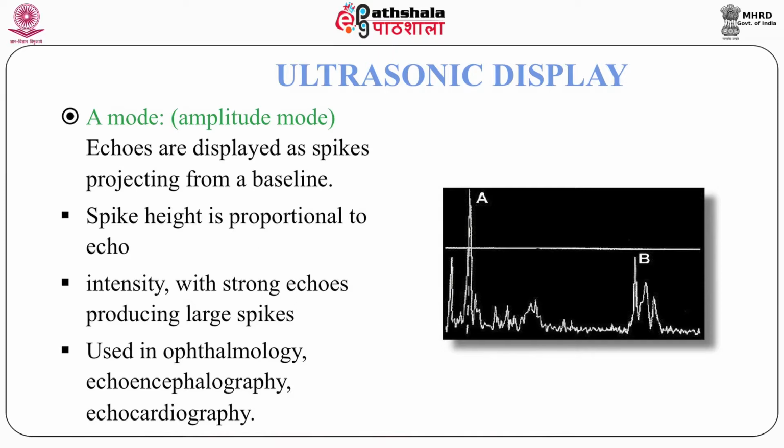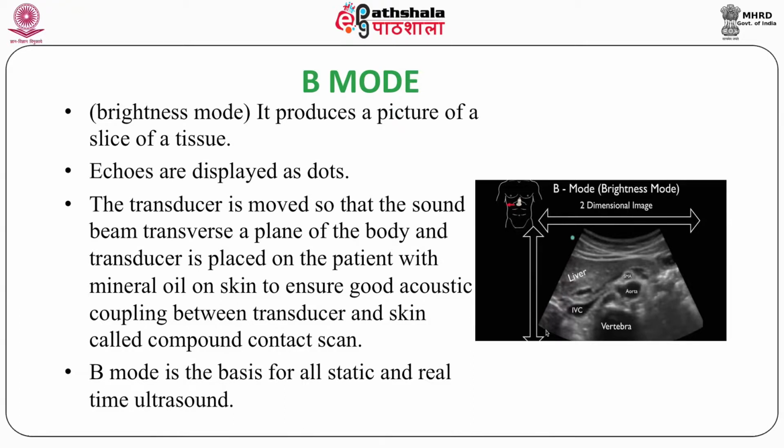Now coming to the B mode. As you can see here in this figure, B stands for brightness mode. The B mode produces a picture of a slice of tissue. Here the echoes are displayed as dots. The brightness of the dot depends on the amplitude of the returning echo. In the B mode scanning technique, the transducer is placed on the patient's skin with mineral oil on the skin acting as a coupling agent, to ensure good acoustic coupling between the transducer and skin.